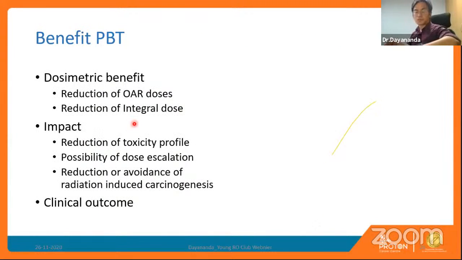And of course, I think the benefit we have already seen: since we can stop protons wherever we want, we can definitely reduce the dose to the OARs and reduce the integral dose. This is going to be reflected in a reduction of the toxicity profile. And since we can reduce the toxicity profile, you have a possibility of dose escalation. You can also avoid or reduce radiation-induced carcinogenesis, which is a concern in radiation therapy. And finally, your outcome has to be better, or at least comparable, with the existing modalities.